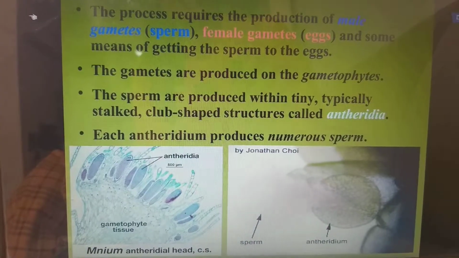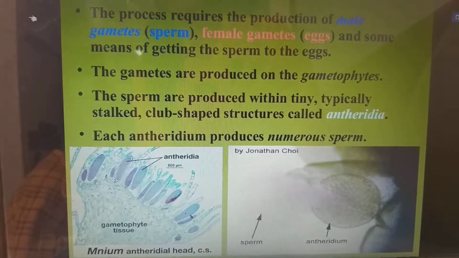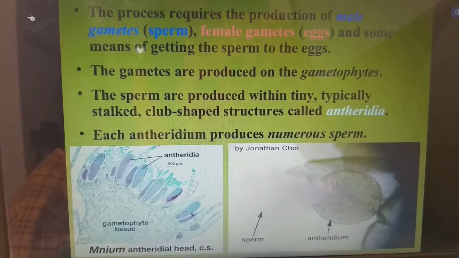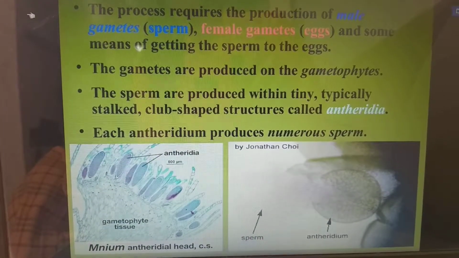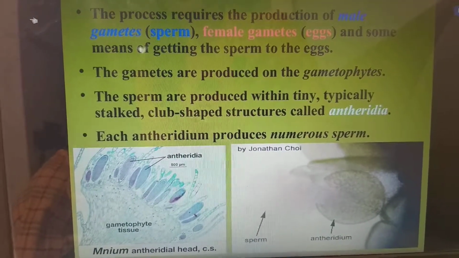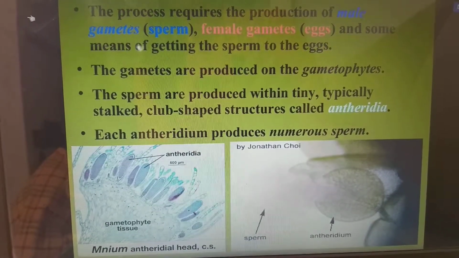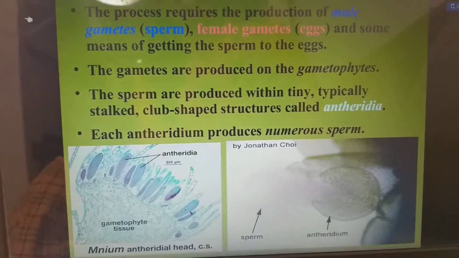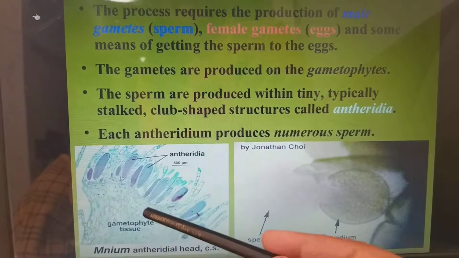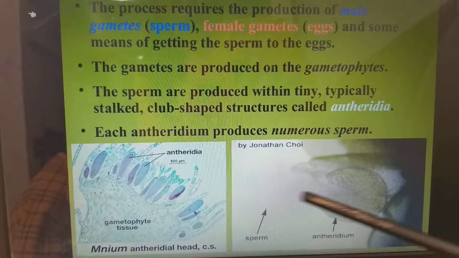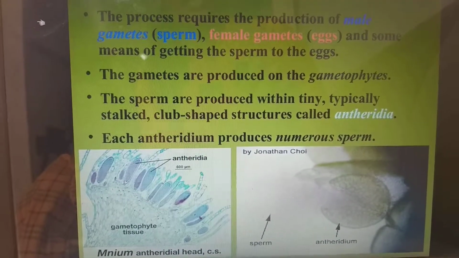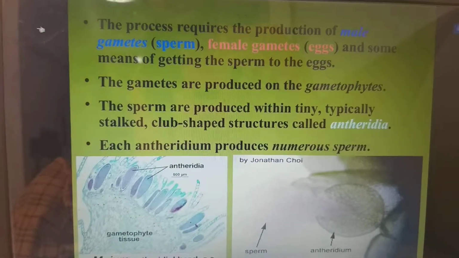The process requires the production of male gametes, sperms, and female gametes, eggs, and some means of getting the sperms to the eggs. The gametes are produced on the gametophyte, that's why we call it the gametophyte. The sperms are produced within a tiny, typically stalked, club shaped structure which we call the antheridium. So this whole thing is the gametophytic tissue, and the sperms are produced inside the antheridium. Each antheridium will produce numerous sperms.